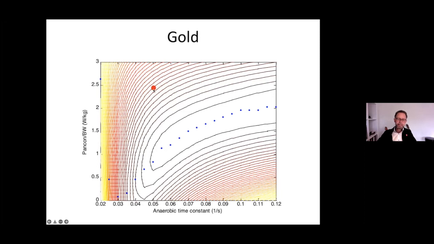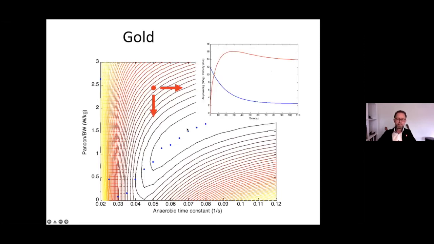And here the gold medalist was not even skating on the most optimal place, because the optimal place is somewhere over here. Now, what does he have to do? He had to go a little bit in this direction to be optimal. So that means that he had to have a higher anaerobic time constant, so that it is falling down a little bit faster with a higher peak. And he had to have a lower amount of anaerobic energy at the end. So this should have been the optimal race for Derek Parra.